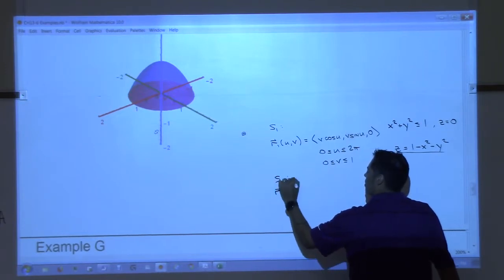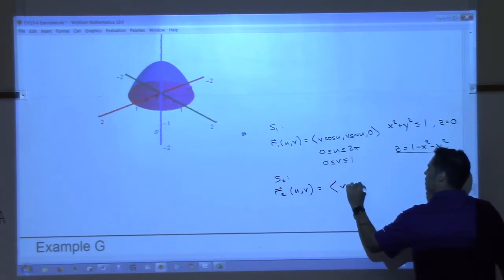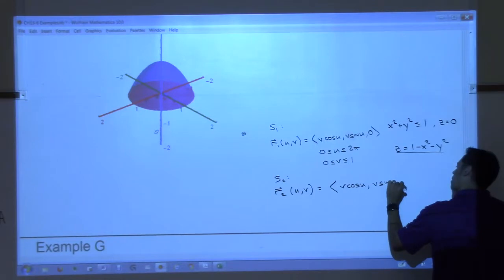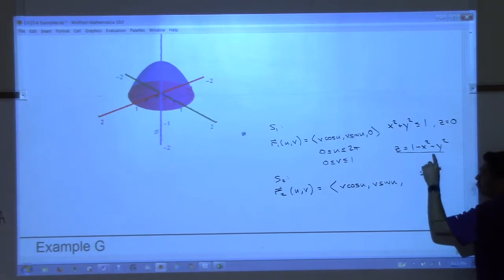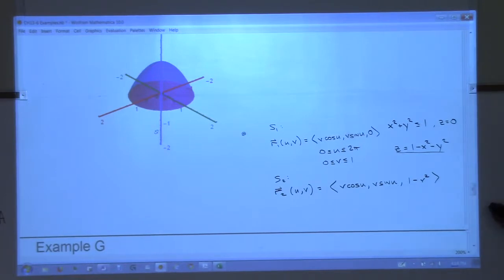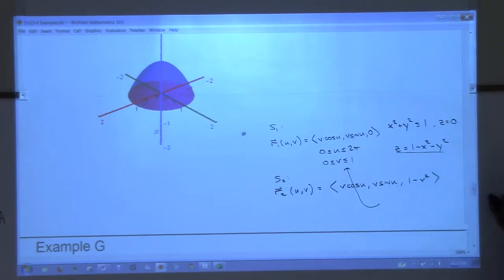So my second surface of u and v will have the same exact x and y components, but my z now should be what? It should be the other equation. Yeah, it should be this, right? So when I plug that in, I should get 1 minus v squared, because of your cosine squared u and your sine squared u. This will be v squared cosine squared u minus v squared sine squared u, and then you can factor out the v squared and you'll get a 1 there. And then same restrictions, right? Same restrictions.